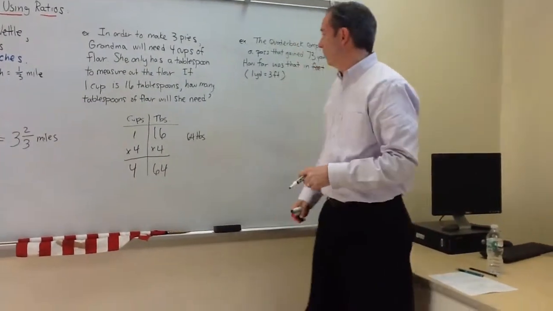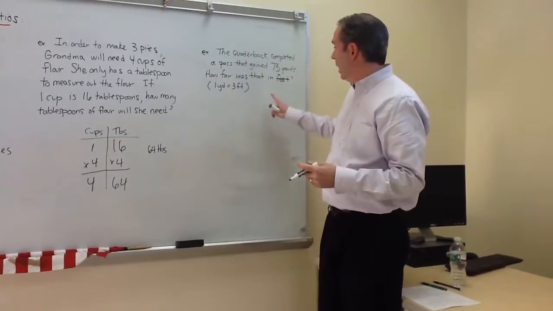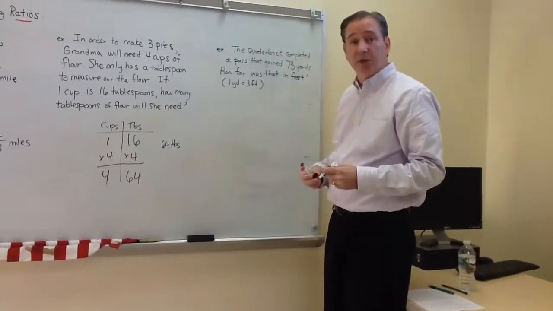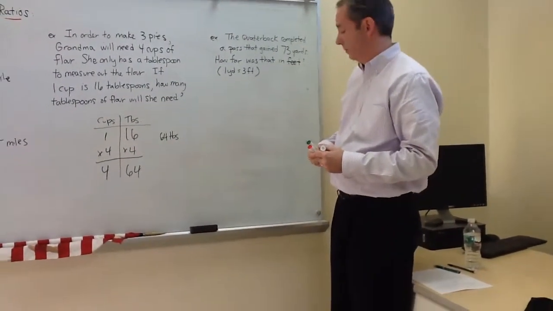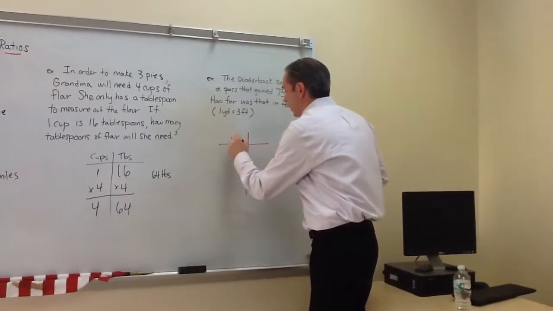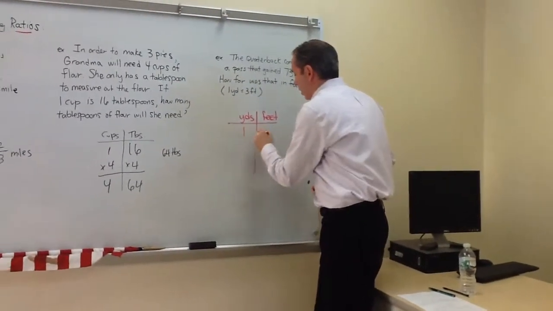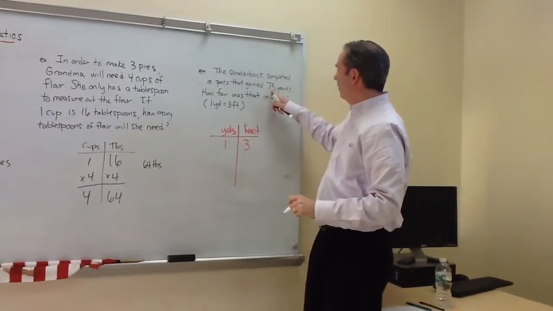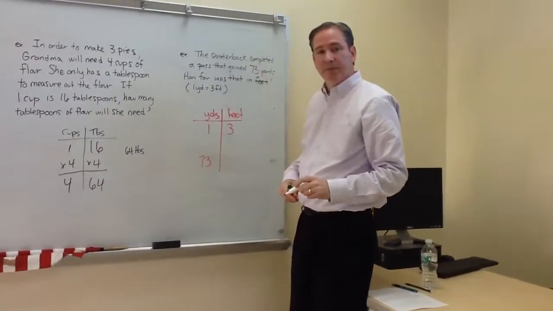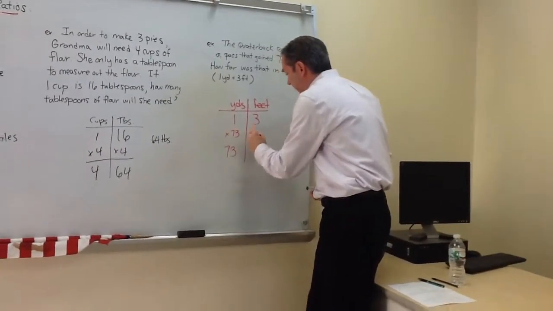Okay, one last problem. The quarterback completed a pass that gained 73 yards. How far is that play in feet? Now we know that 1 yard is 3 feet, so that becomes our conversion factor. So in this case, we have yards to feet. And in this case, 1 yard is 3 feet, and we want to know how far 73 yards is. So we're going to get from 1 to 73 by multiplying by 73.